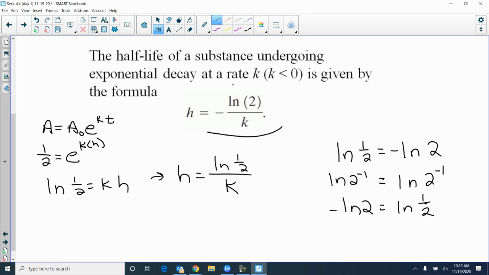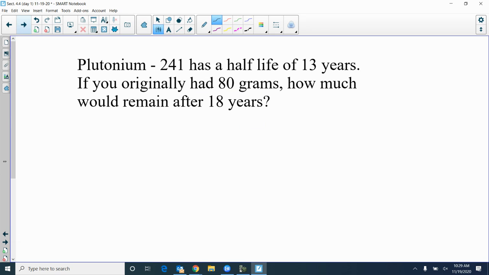Now they've chosen, and this is out of the book, to use negative natural log of 2, maybe because it's a little bit nicer than using the fraction. But those are equivalent. Okay, those are equivalent. All right, now take a look at that bottom one. It says plutonium-241 has a half-life of 13 years. If you originally had 80 grams, how much would remain after 18 years?